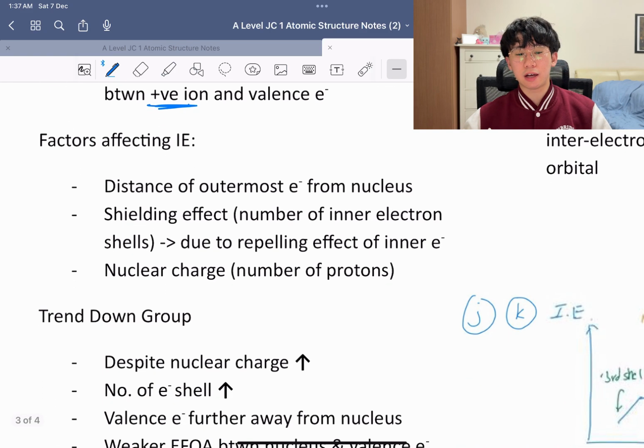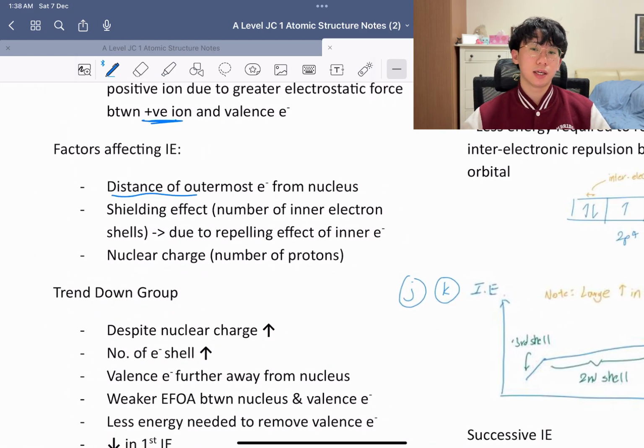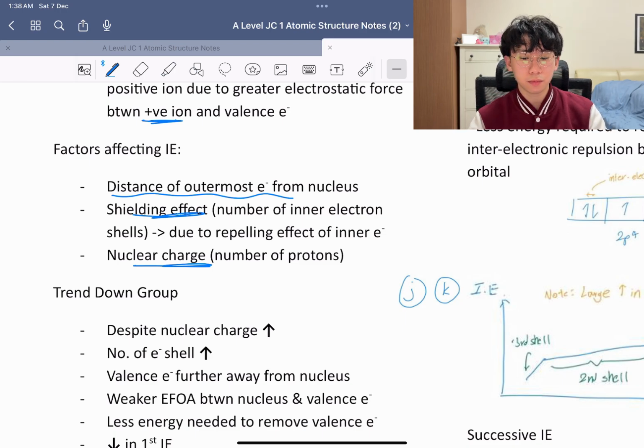Some of the factors that affect ionization energy are the distance of the outermost electron from the nucleus, shielding effect, and nuclear charge. I'll explain how you can use each of them when explaining the comparison of ionization energy between different atoms or different elements and other means of comparison.